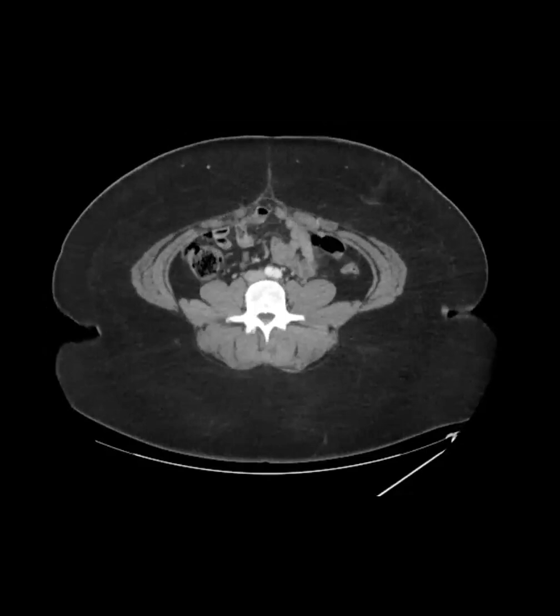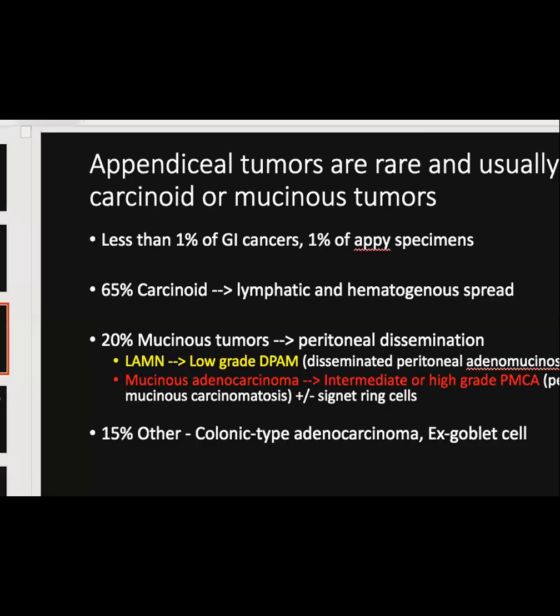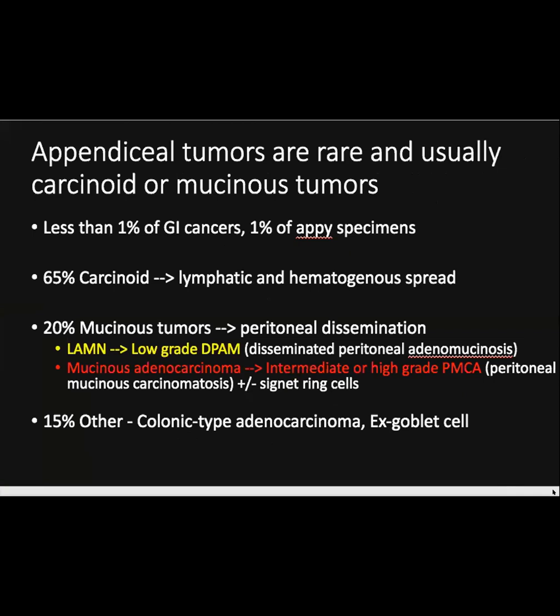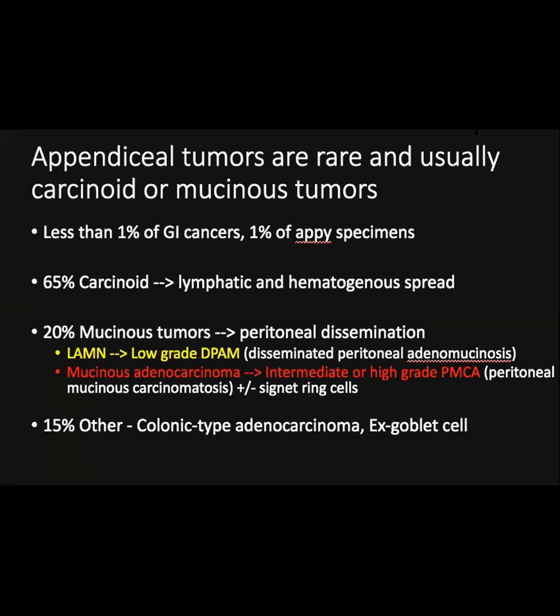Wow, really nice. So just a couple of teaching points. Appendiceal tumors are generally rare. They're usually either carcinoid or mucinous tumors. They're less than 1% of GI cancers and are found on 1% of appendicitis specimens. We all know carcinoids can spread to the lymphatics and hematogenously, but this is in the category of mucinous tumors, and these have peritoneal dissemination.